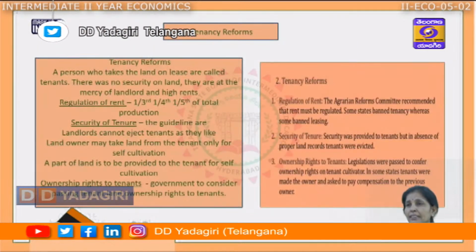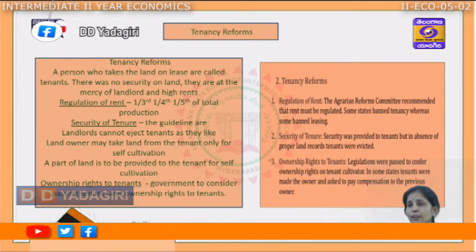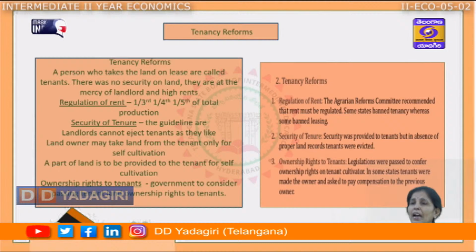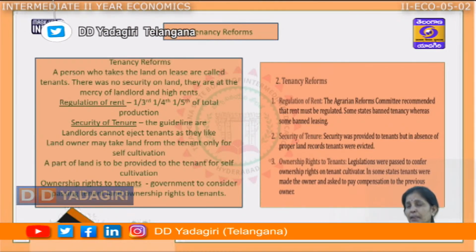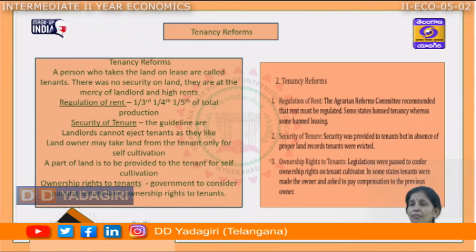The next one is tenancy reforms. How do you define tenancy reforms? Any reform taken by the government to protect the tenants is called a tenancy reform. The person who takes the land on lease is called a tenant, and they were facing many problems. What are the major problems that the tenants are facing?